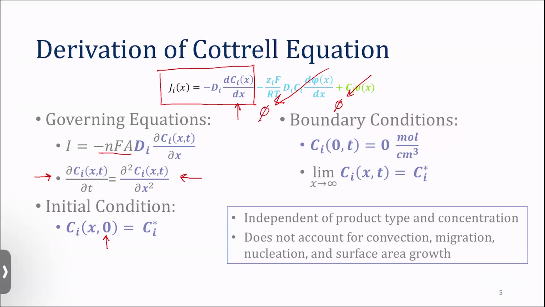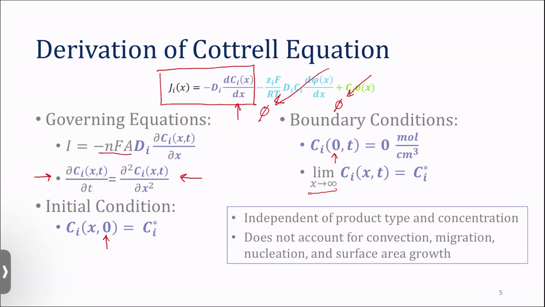And then for our boundary conditions, after time 0, we're going to say that next to the electrode, at position 0, which is right next to the electrode, our concentration of species I is practically 0. We took a big enough potential step that the surface concentration immediately drops to practically 0. And then the second boundary condition is, as we get far away from the electrode, that we're still at our bulk concentration. Notice how, in deriving this, we don't even consider what our product is.